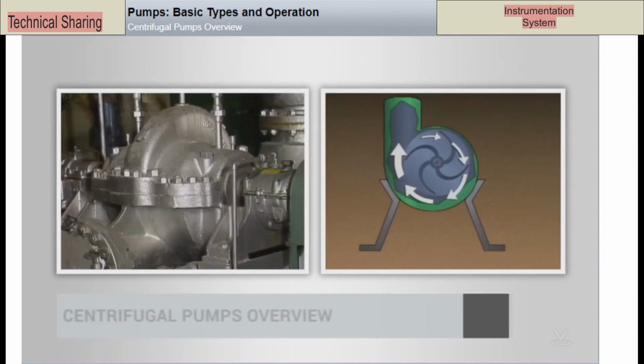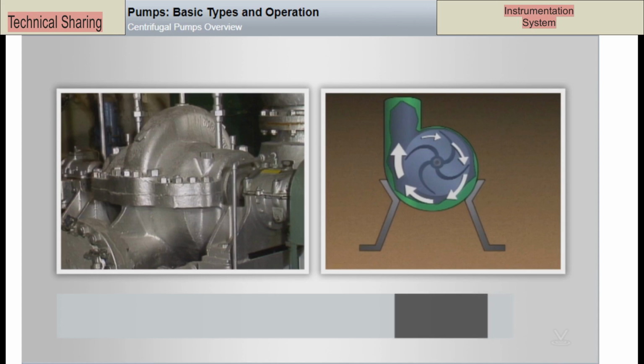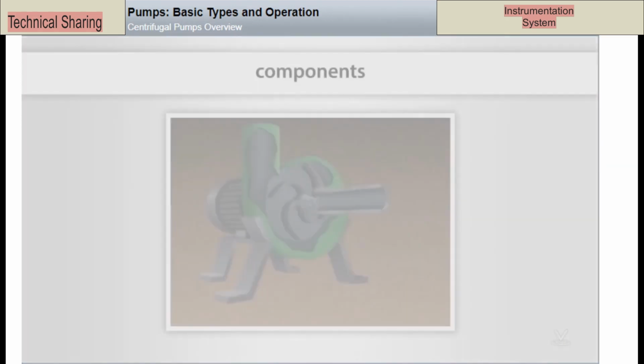Centrifugal pumps overview. Like all pumps, centrifugal pumps are used to move liquids. To move the liquid, they use centrifugal force. Because of their design, centrifugal pumps can be used to pump liquids at high flow rates.